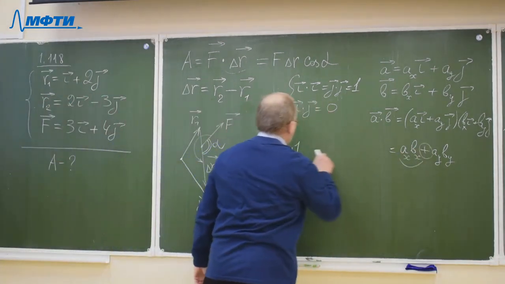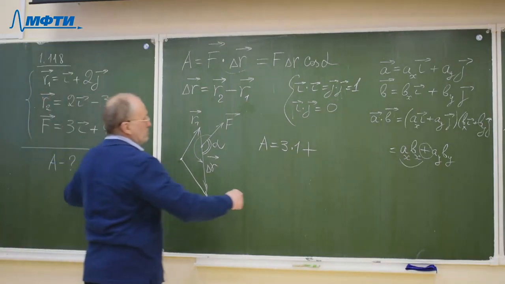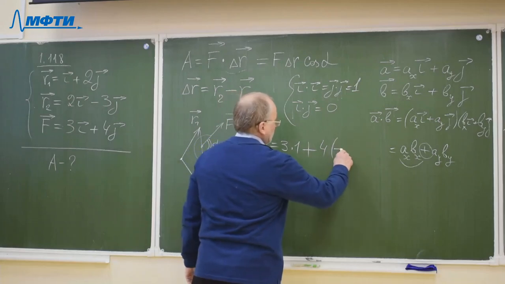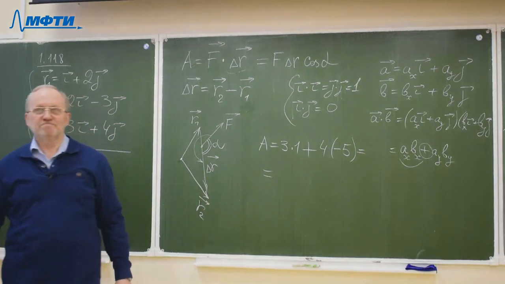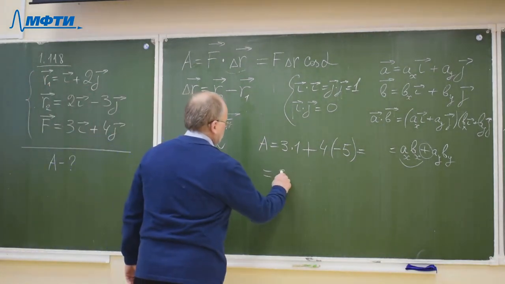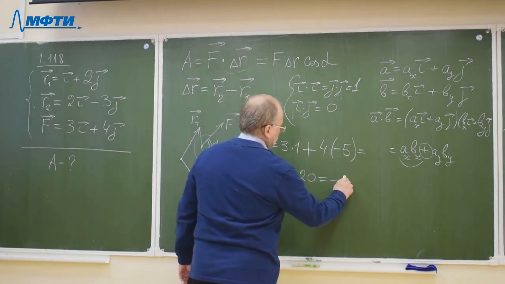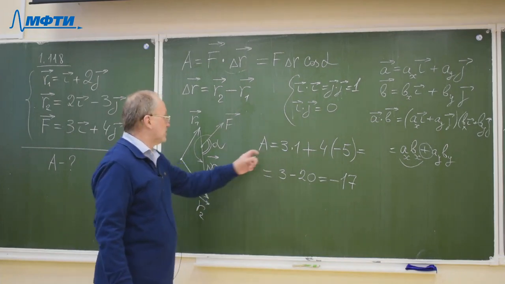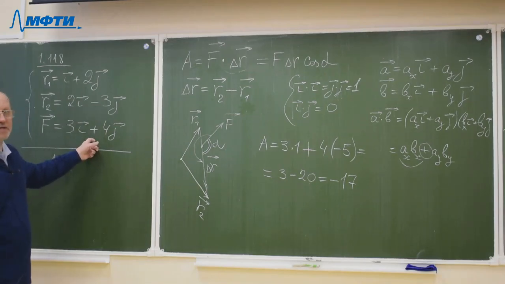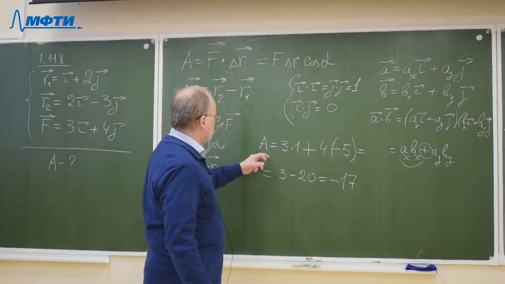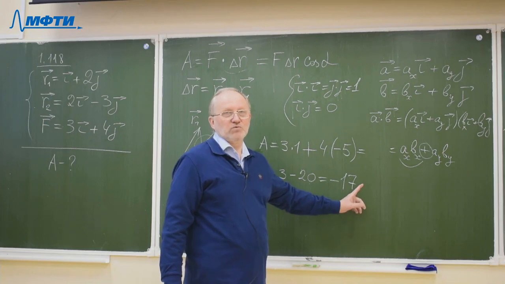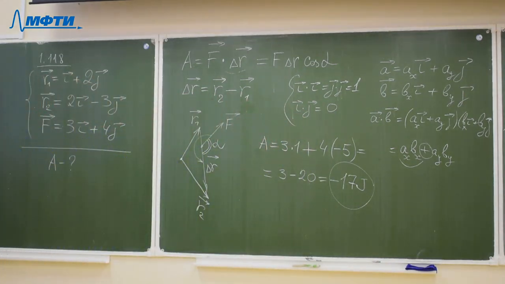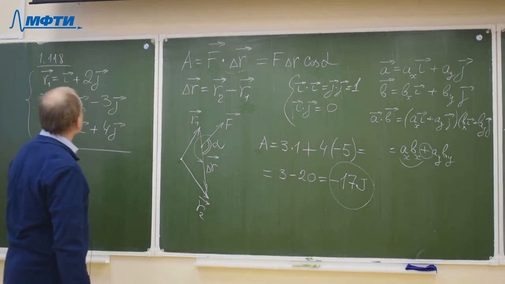Now, plus the second coordinate of vector F, which is 4. And the difference between two coordinates will be minus 3 minus 2, which is minus 5. So we have 3 minus 20, which is minus 17. Work is a physical quantity. It has dimensions. And we know that all the coordinates are given in the international SI system. So in this case, the work will have dimensions of joules. The work is measured in joules in the SI system. So the answer to this problem is just minus 17 joules. That will be the work performed in such a motion, which is given in this problem.